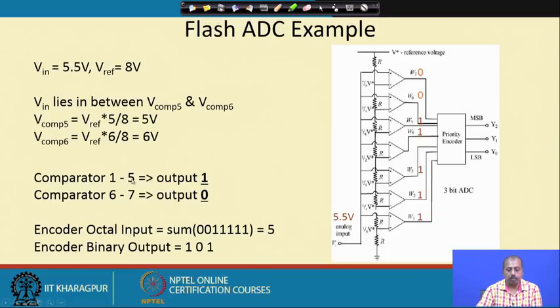So, comparator 1 to 5 will be equal to 1, comparator 6 to 7 will be equal to 0. So, this is the unary coding that I get, so 0011111, so there are 5 ones in it. So, the binary output of this priority encoder is 101. So, that is the operation of the flash ADC.